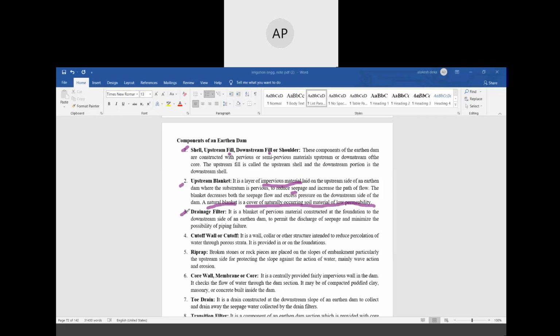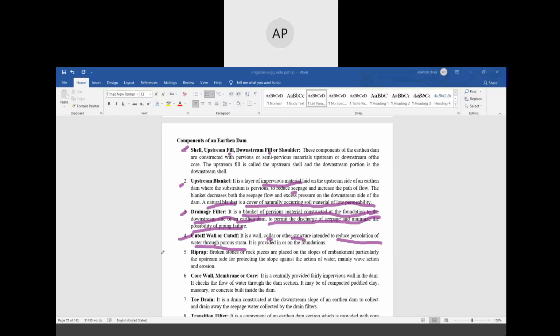Next is drainage filter. What is the function of drainage filter? It is a blanket of pervious material constructed at the foundation on the downstream side of an earthen dam to permit the discharge of seepage and minimize the possibility of piping failure. Cut-off or cut-off wall. It is a wall, collar, or other structure intended to reduce percolation of water through porous strata. It is provided in or on the foundation.